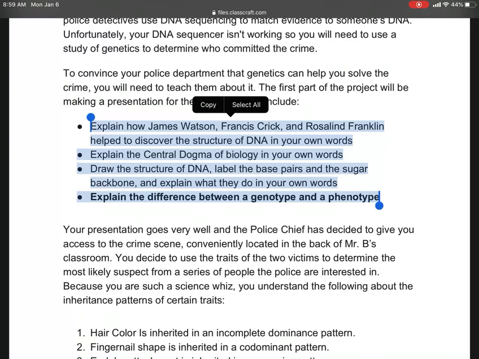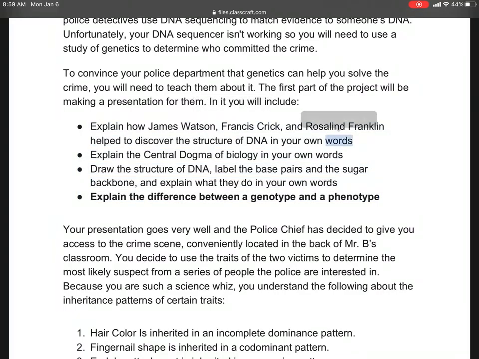But we need to give some background on genetics to convince the other detectives that genetics will help you solve the crime. So first you need to explain how James Watson and Francis Crick and Rosalind Franklin helped to discover the structure of DNA. Make sure it's in your own words. Remember, if you're just copying from the internet, you're not going to get very many points or any points at all. So make sure you write it in your own words.